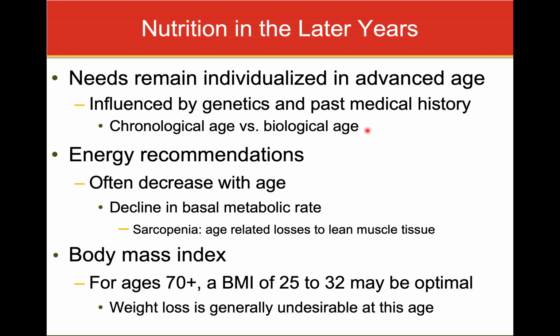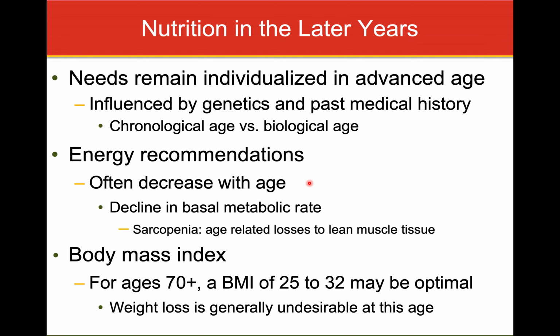So, right, a 65-year-old who has diabetes, COPD, is obese, is going to be considered to have a higher biological age than someone who's 10 years older at 75, who is a normal weight, is physically active and doesn't have any past medical history. So when we're dealing with the elderly, you always want to consider the difference between someone's chronological age and their biological age.